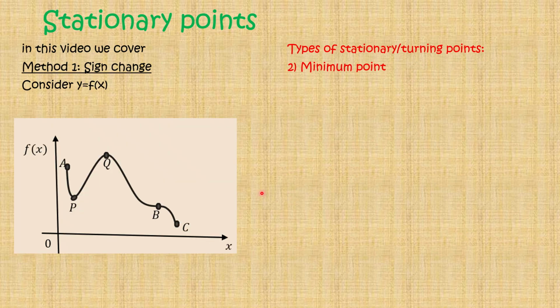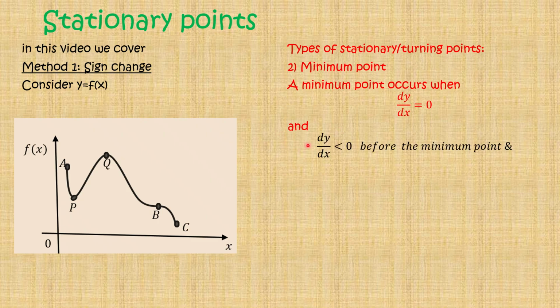Now, let's look at the second type of turning point. This is the minimum point. So we are saying that a minimum point occurs when the dy dx is equal to 0. And the dy dx should be less than 0 before the minimum point, and the dy dx should be greater than 0 after the minimum point. So this is the opposite of what we had for the maximum point.